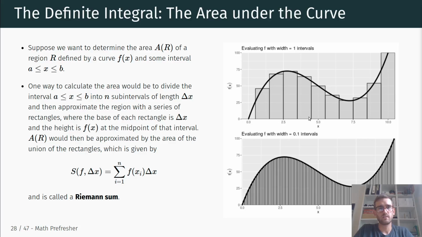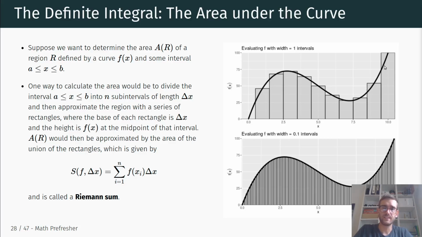We divide the range of x into equidistant intervals, and then compute the value of f of x for each of those midpoints. And then we can easily compute the area for each of those rectangles, and we sum up those rectangles to get the area under this curve. Okay, and of course this is an approximation, right?